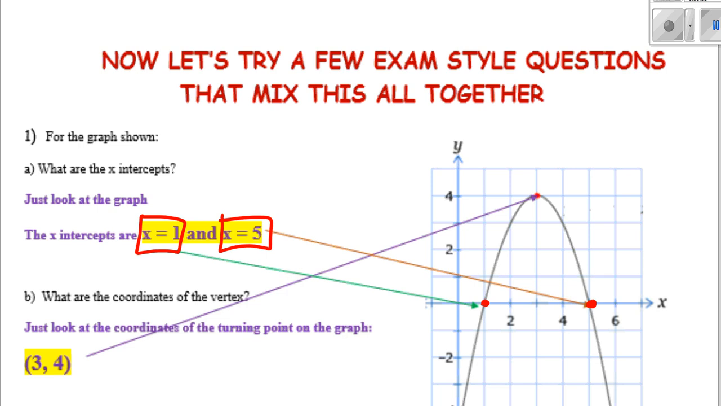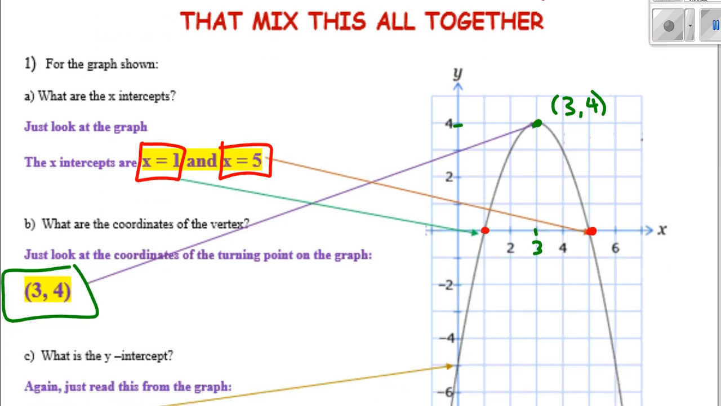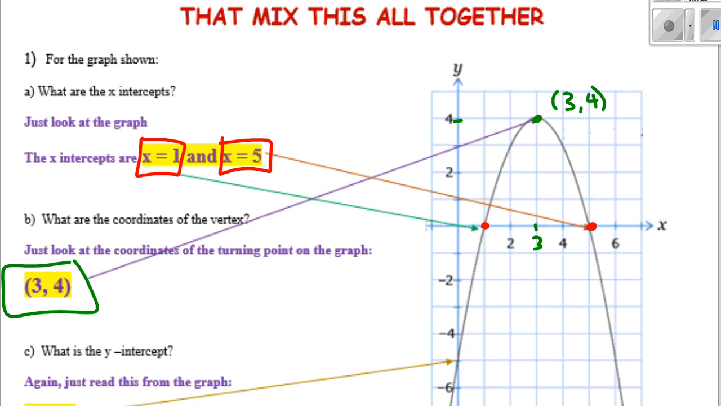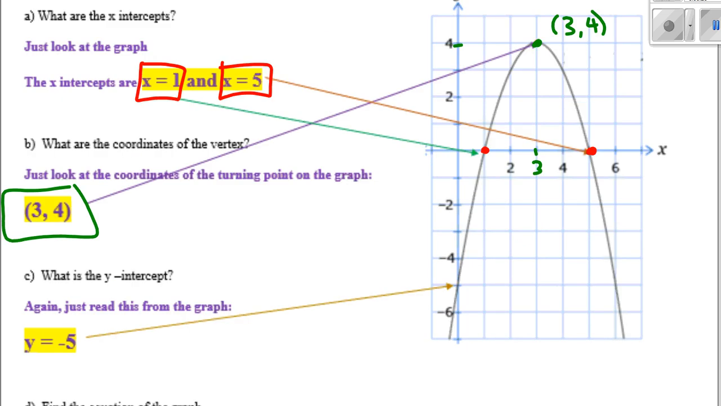What are the coordinates of the vertex? The vertex is this one here. You can see just by looking at the graph, it goes across to x is 3, y is 4. So it's (3, 4). That's where that came from. What is the y-intercept? There's only one y-intercept. It's this little lonely value here. It's where the graph cuts the y-axis. So it's y equals -5.